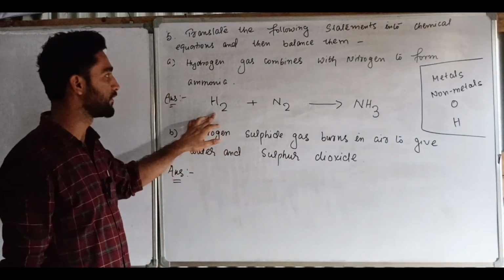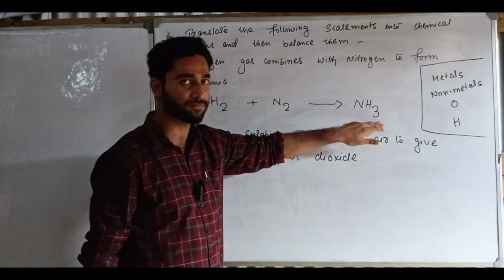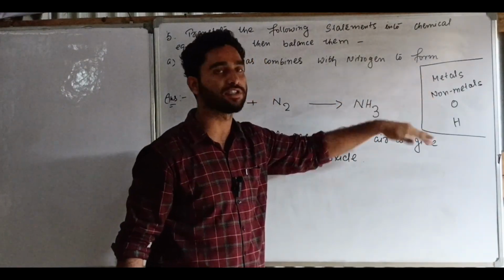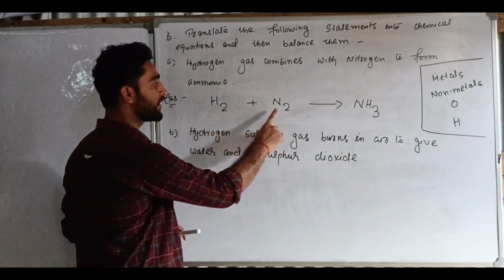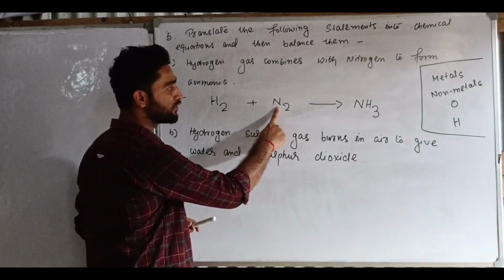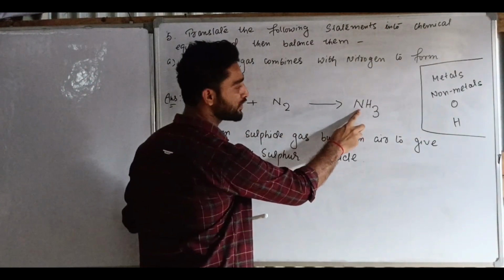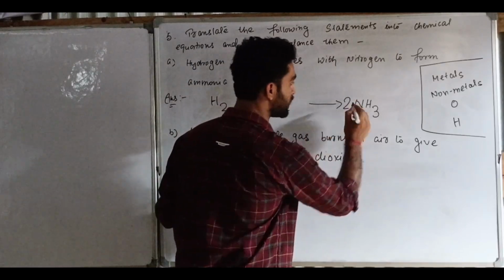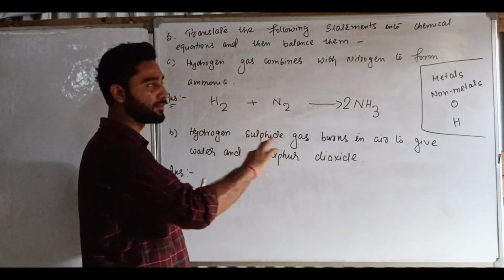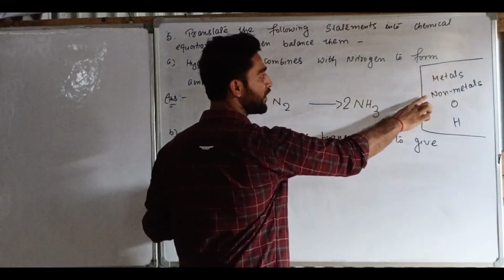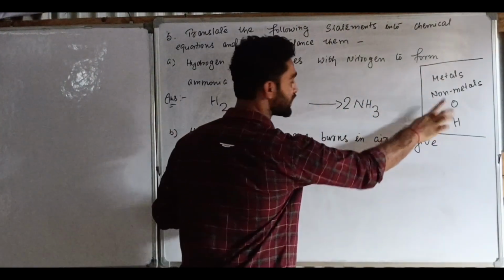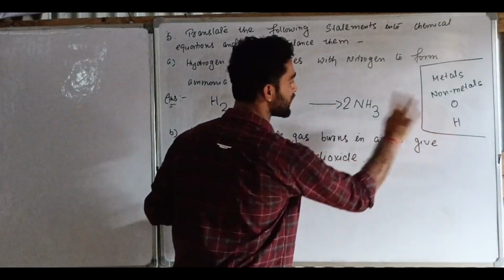Now look at this reaction. Here metals are absent. So metal no need to balance. Then non-metals other than oxygen and hydrogen. So which one is the non-metal? Nitrogen is the non-metal. Here nitrogen how many is present? 2. Here nitrogen is how many? 1. So this side nitrogen is less. So put 2 here. Now again start from the beginning. Metals are not there, non-metals: nitrogen 2, nitrogen 2. Now oxygens are absent. Now try to balance the hydrogen.